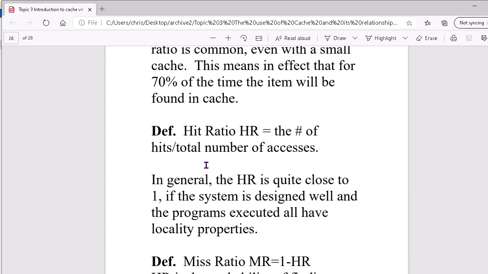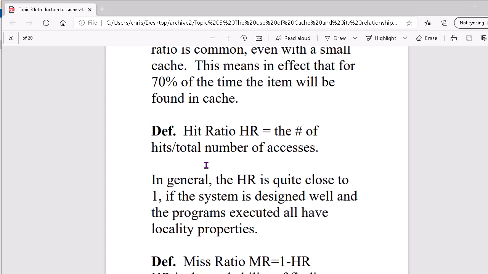So here we go. Hit ratio is the number of hits divided by the total number of accesses of memory. So if you've got a hit ratio of 70, it simply means that 7 out of 10 times, or 70 out of 100 times, you're going to get a hit when you access, when you're checking cache for the presence of a particular address.